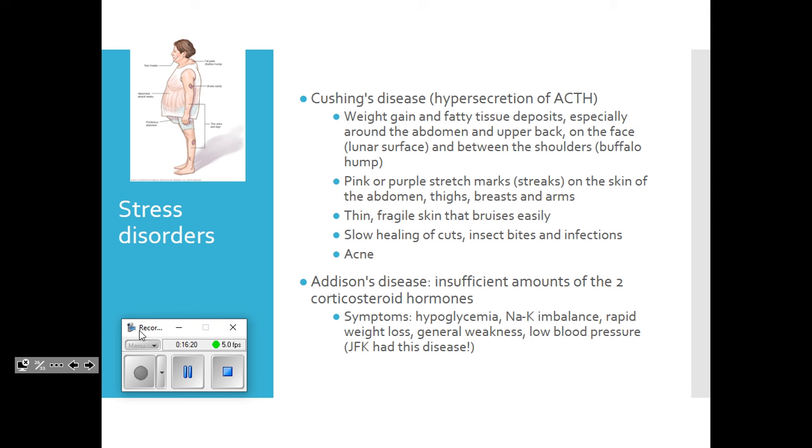And that's very specifically in response to the lack of aldosterone, because that's the thing that we just saw was contributing to water reabsorption. Now, the fact that JFK had this is just for interest. No one's ever going to test you on that. But those are some examples of disorders that are related to stress.